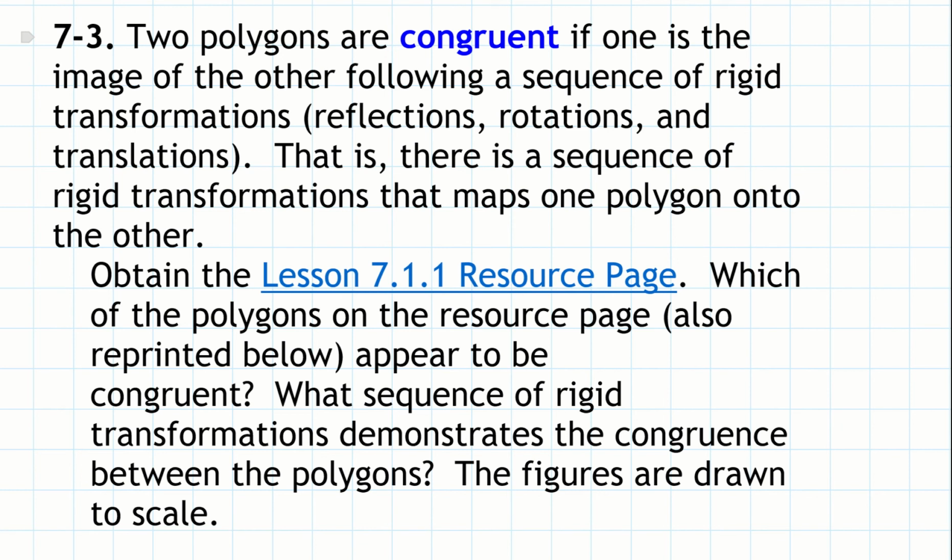Well, here's another way of thinking about what congruent polygons are. It says two polygons are congruent if one is the image of the other following a sequence of rigid transformations. And there's only the three, right? We can reflect, we can rotate, and we can translate. That is, there is a sequence of rigid transformations that map one of the polygons onto the other.